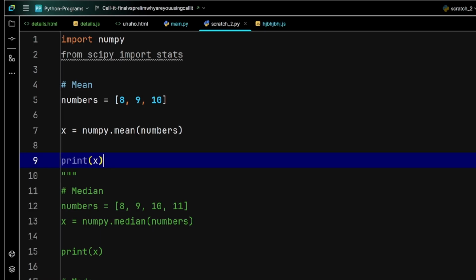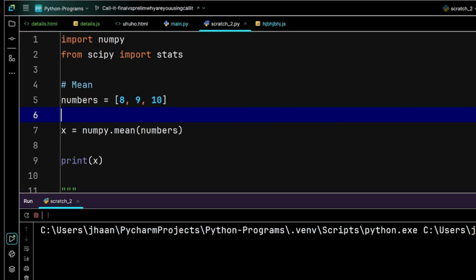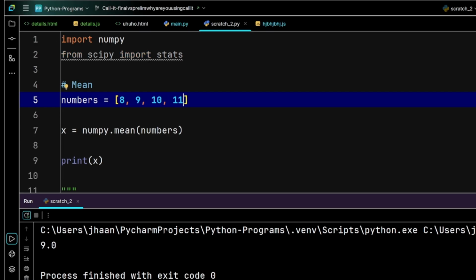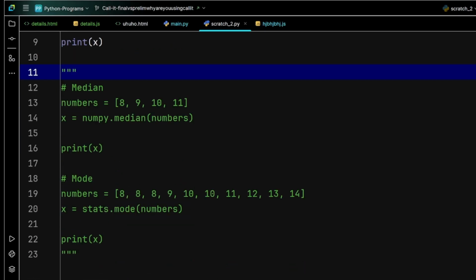And then here it's the same thing, but you're doing it in fewer lines. So here, for example, we have 8, 9, 10, and then we import numpy, and then we have numpy.mean of numbers and print x. If we run it, you can see the result that we get is 9.0. Now if I add another number, you can see how it changes. So now it'll be 8 plus 9 plus 10 plus 11 divided by 4. That's how you calculate the average, basically.